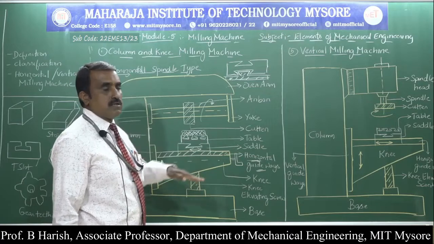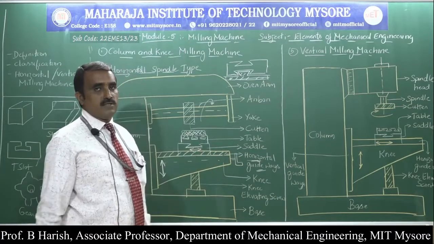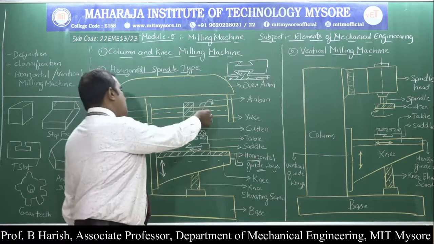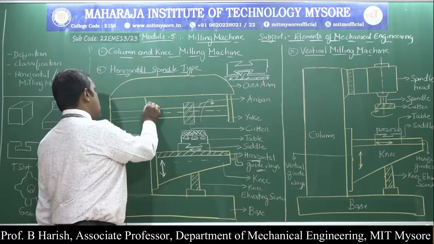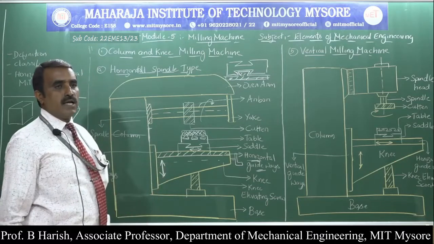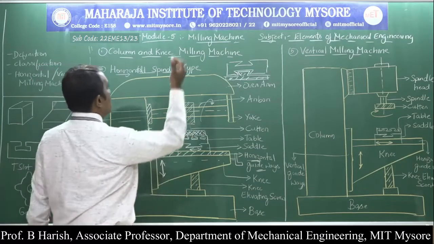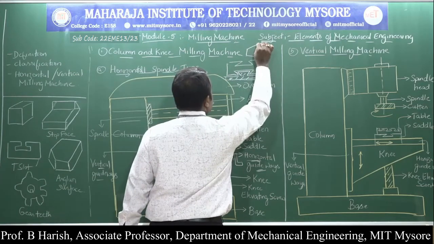Table can be moved along the horizontal axis depending upon the size of the given job. Then coming to one more important part, the spindle. You can see this projected part is the spindle. Normally it will be tapered, tapered like this on the end. So this is a tapered surface.